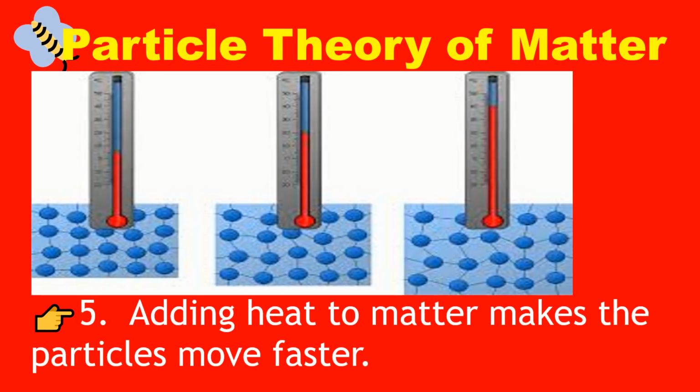The fifth idea, or the last idea of the particle theory of matter, is the idea that adding heat to matter makes the particles move faster. As we can see in the diagram, particles are set in three setups. In the first setup, we can expect that the particles move slowly because it has the least amount of heat or temperature.